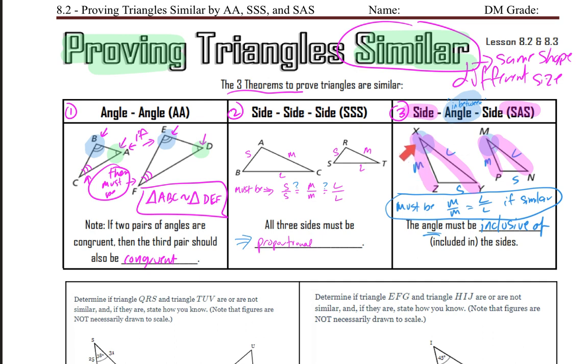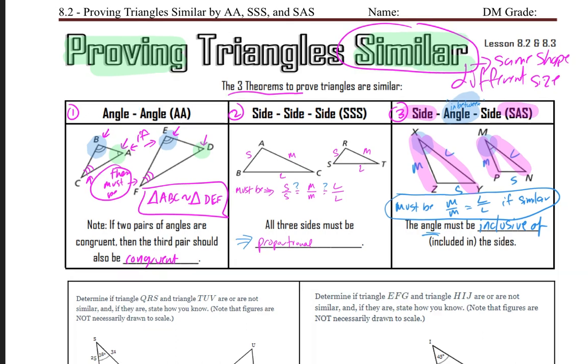And then if we know a side, an angle in between, and another side, if the sides including the angle are proportional, then they have to be similar. All right, so keeping that in mind, let's get right into some practice.